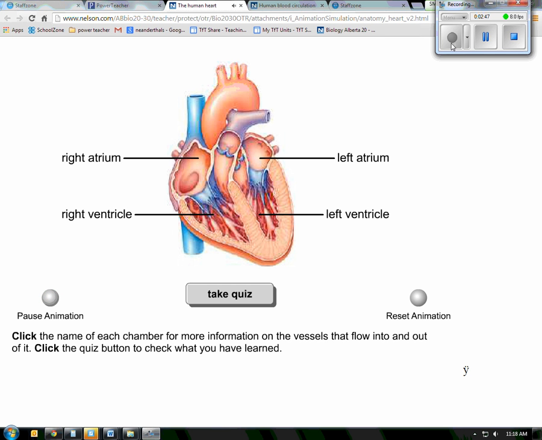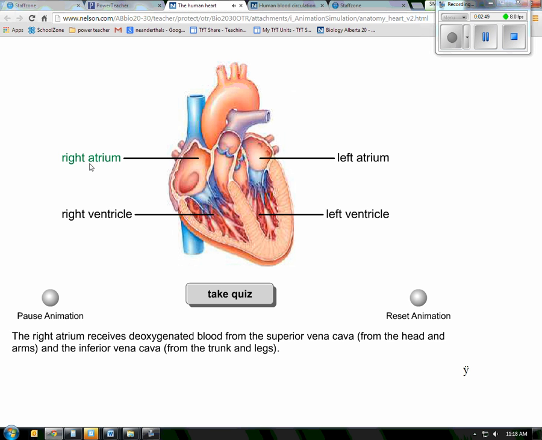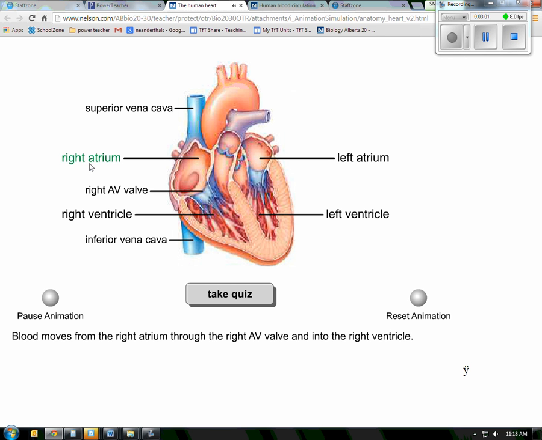Click the quiz button to check what you have learned. The right atrium receives deoxygenated blood from the superior vena cava, from the head and arms, and the inferior vena cava, from the trunk and legs. Blood moves from the right atrium through the right AV valve and into the right ventricle.